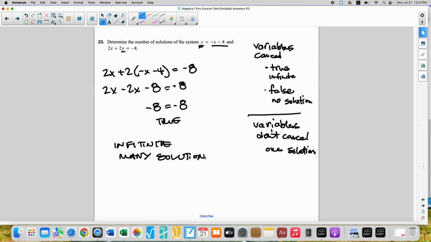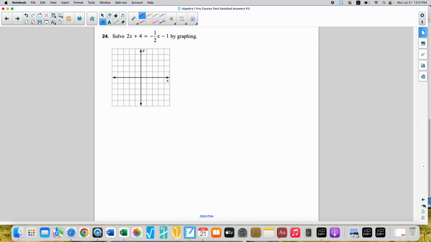And the reason being is they're the same line. Okay? When they're the same line, they lie on top of each other, and there would be an infinite number of intersecting points. Solve this by graphing. This is an interesting one. I like this. This is kind of cool.